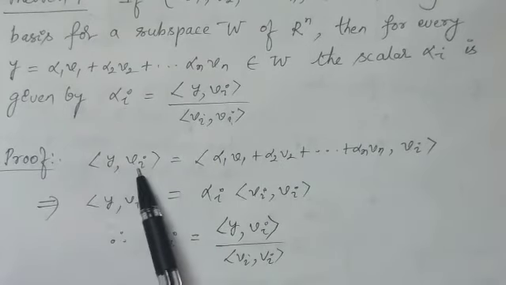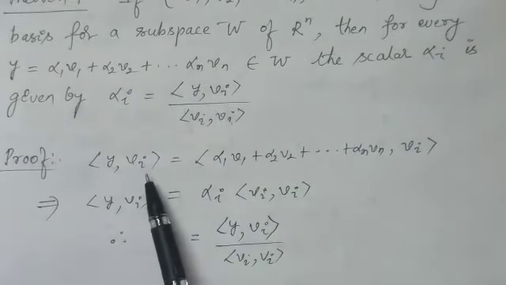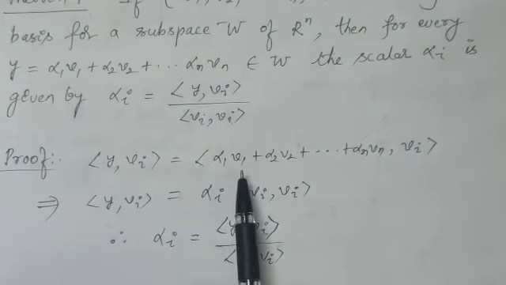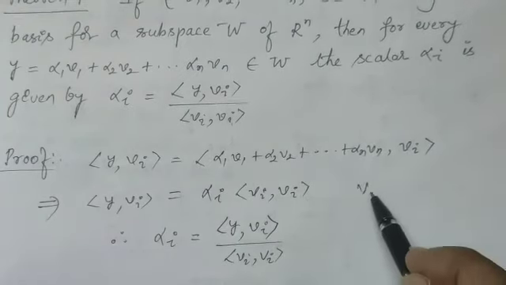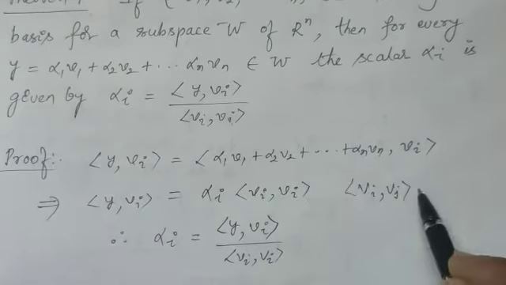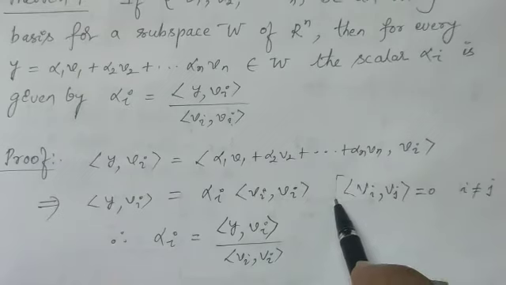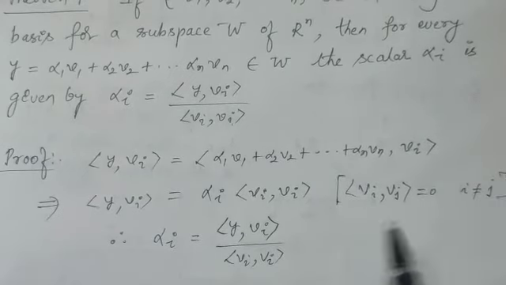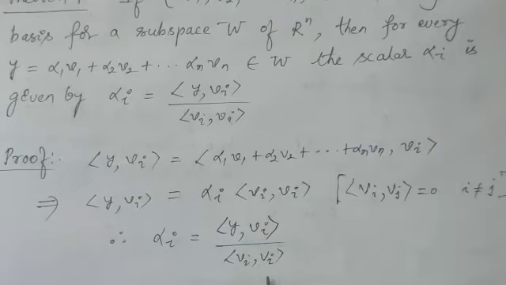What is the inner product of y comma vi? Y is all these things, substitute here, comma vi. Now once again, using the property of the inner product, we have alpha i vi comma vi, alpha 1 v1 comma vi. In general, vi comma vj is 0 if i is not equal to j. So all the other terms on the right hand side are 0 except this term. And from this we can find alpha i. What is alpha i? Bring this to the other side. So alpha i is equal to the inner product of y comma vi divided by vi comma vi.